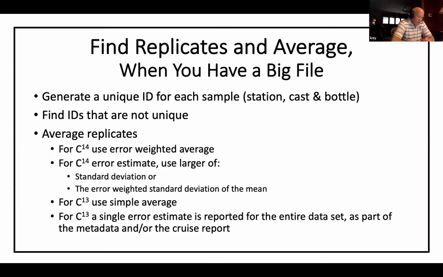There are all sorts of funny things that people do, having sequential casts, which really confuses things. At any rate, you need to find some way to come up with a unique ID, and it's got to be guaranteed unique for every sample on every cruise. Then in order to find replicates, all you have to do is search the IDs and find the ones that are not unique.